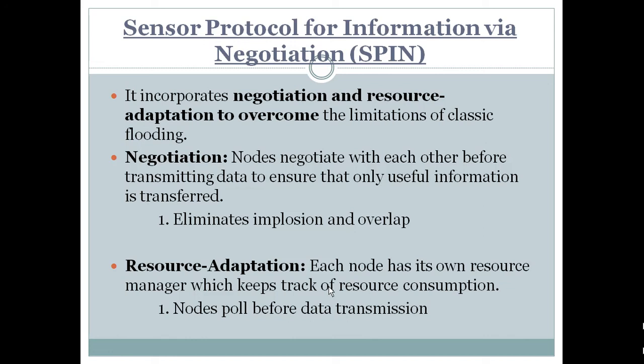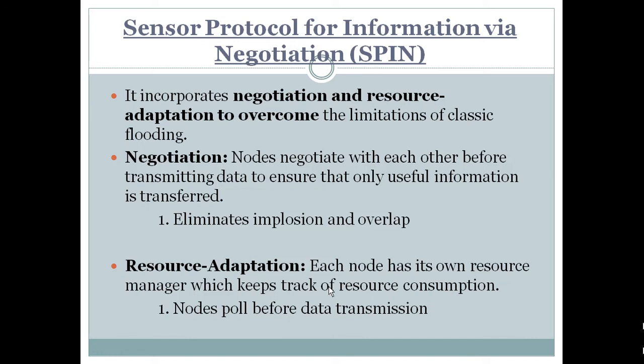Now, what it does, the nodes poll before the data transmission. Every time a node needs to send data, before that, it performs polling, and on the basis of polling, and on the basis of the count of the number of resources consumed, only that node will be allowed to send the data.